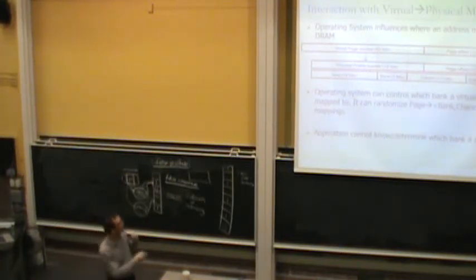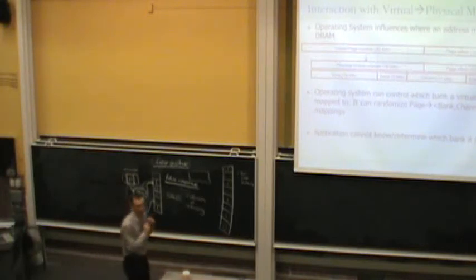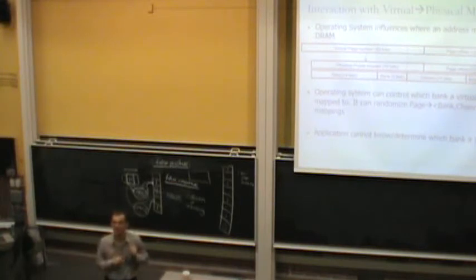At the end of the lecture, we'll talk about how this translation is done, virtual page number to physical frame number translation, and how that affects, obviously, because of this translation, the operating system has some control over which column, which bank, and which row an address gets mapped to. Right? And we will see that the operating system has a very similar control over which location in the cache an address gets mapped to because of the virtual to physical translation.